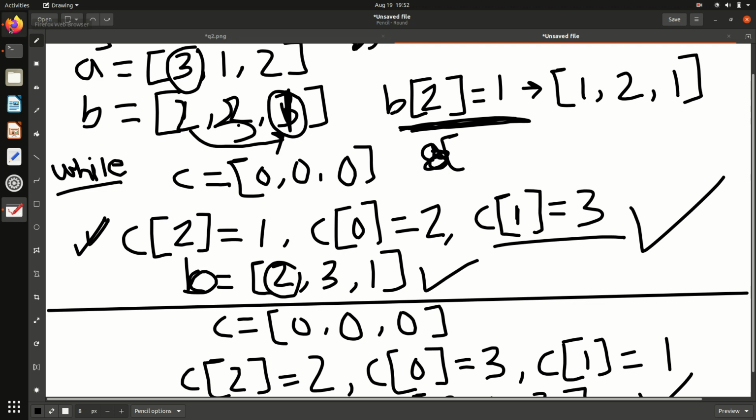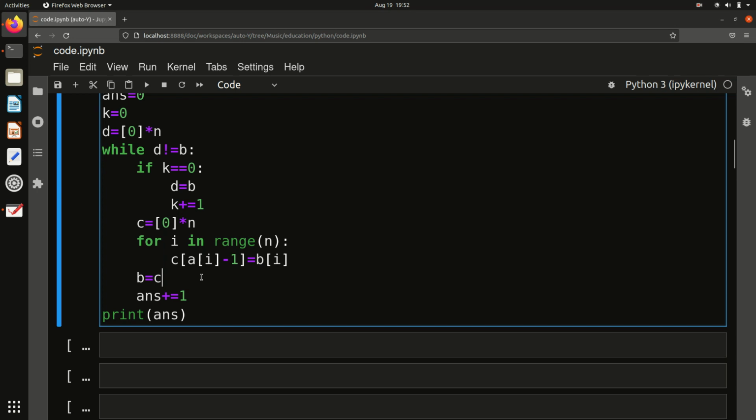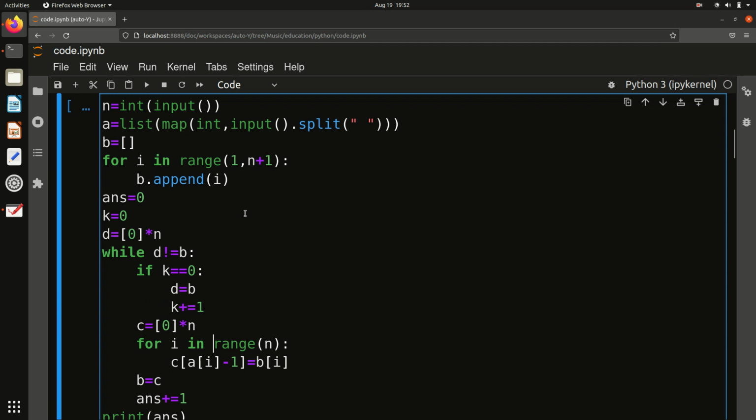Okay, so in the same way this while loop will keep on running. And now how many times will it run? For that, what we should do is, it will run till d is not equal to b. Now what is this d? Initially I have initialized d to all 0.